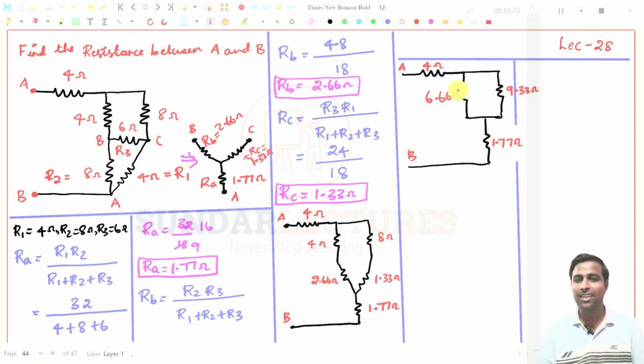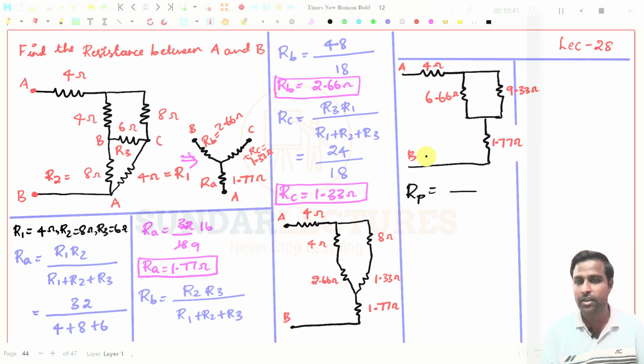So now you see these two resistors. See, both ends are connected. So these two are connected in parallel, right? These two are connected in parallel, and this 1.77 ohms is connected in series with this parallel combination, right?